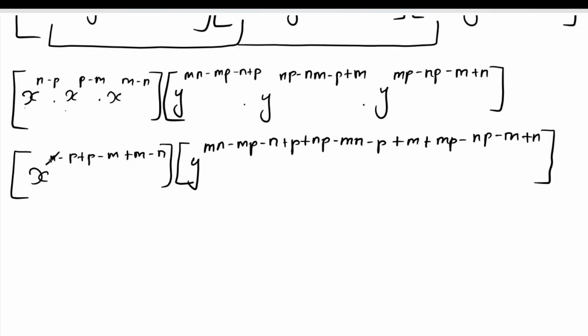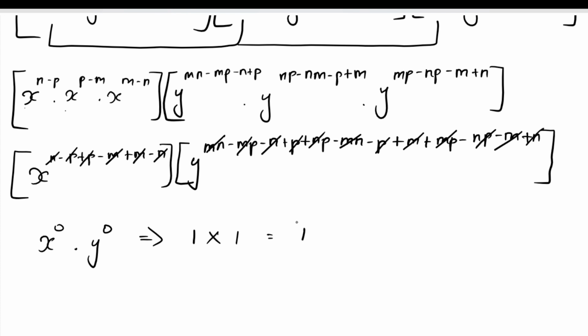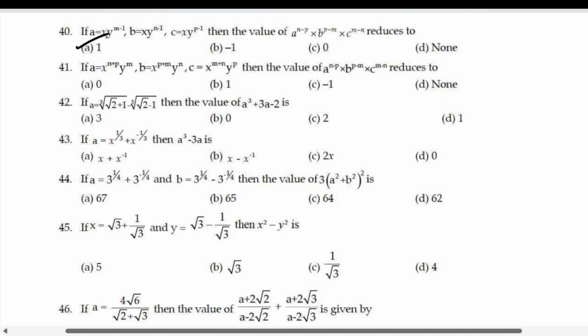Now here plus n and minus n will get subtracted, plus p and minus p, and plus m and minus m. So we are left with x to the power 0. Now here mn and minus mn will get subtracted, minus np and plus np, minus n and plus n, plus p and minus p, minus np and minus np, plus m and minus m. Everything gets subtracted. So here we'll get y to the power 0. Anything to the power 0 is 1. So 1 into 1 is equal to 1 is the answer. So question number 40, option A, 1 is the answer.